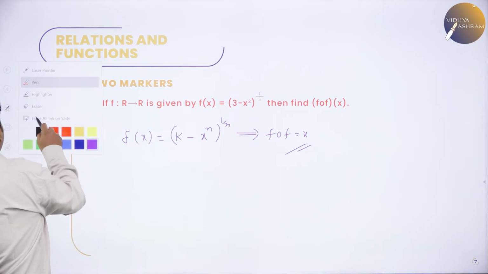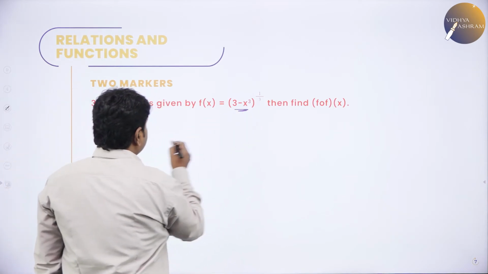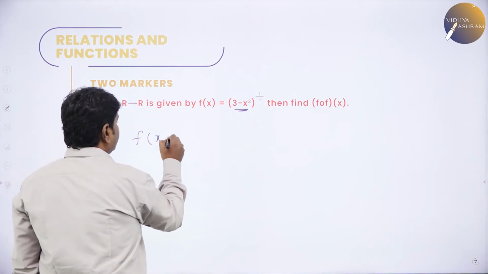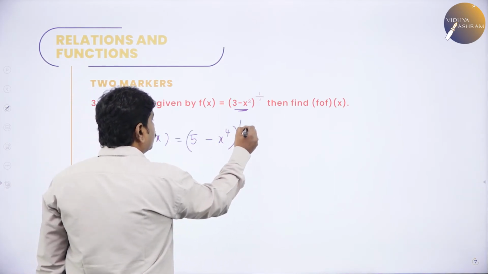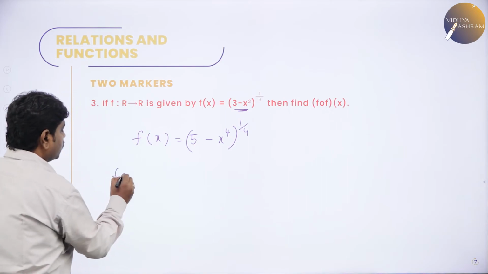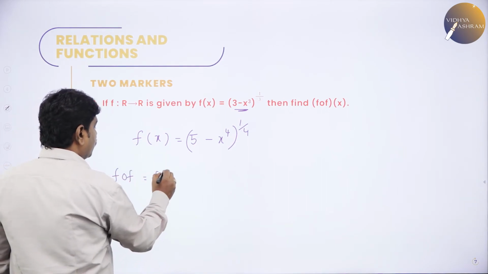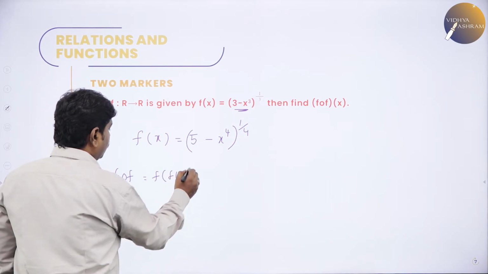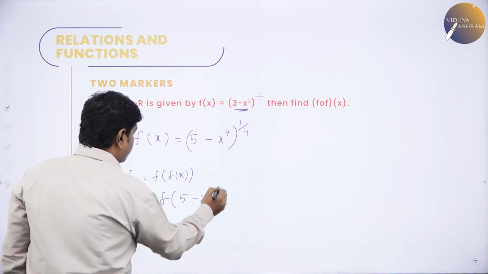So, now I hope all of you understood this. Suppose I give you f of x like this: f of x = (5 minus x^4) to the power 1 by 4. Again you try this, what will you get for FOF? If you try FOF, you will get x. f of x is (5 minus x^4) to the power 1 by 4.